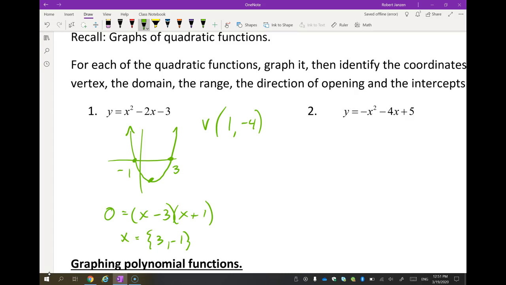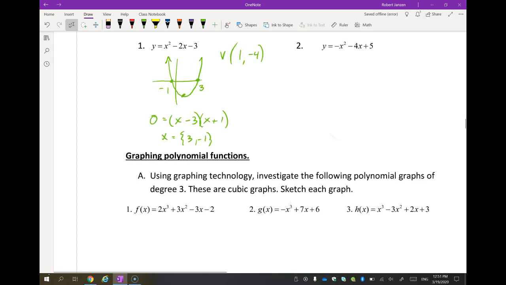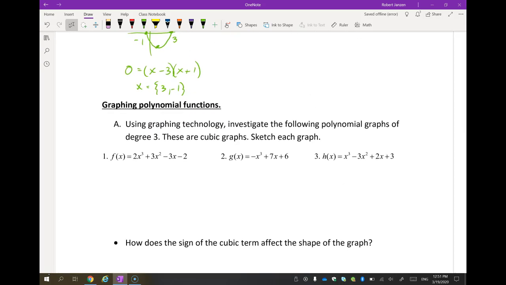Okay, so we're going to use some of those things for graphing a polynomial function. As an introduction, let's take a look at some of these using graphing technology. Now, I'll tell you right now, you're not going to use graphing technology on your test. You're not going to use it on your homework. This is just an introduction. So don't worry too much about what these are looking like.